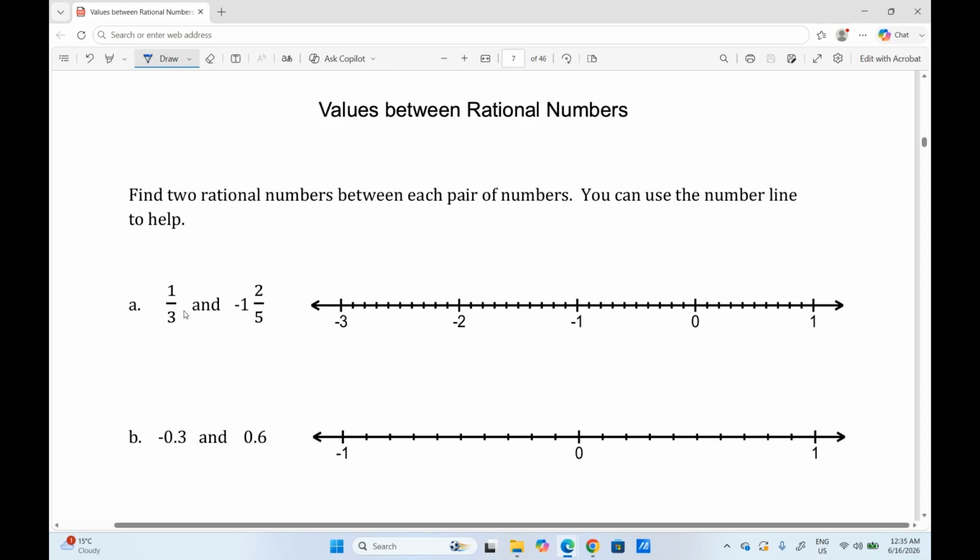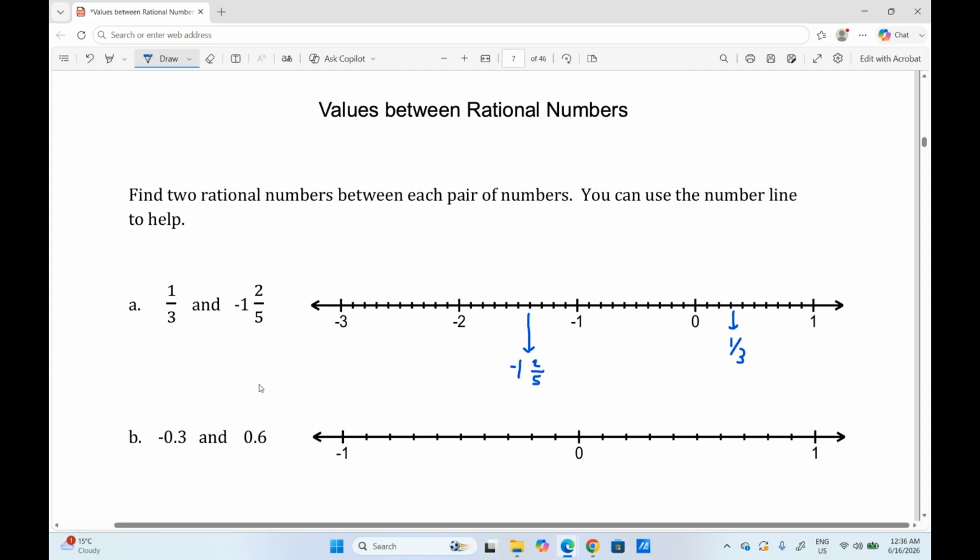So for my first example here, I have 1/3 and negative 1 and 2/5. So for 1/3, 1/3 is between 0 and 1. Here it looks like the intervals are going up by 1, 2, 3, 4, 5, 6, 7, 8, 9, 10. So 1/3 is about 0.3 repeating, so 1/3 would be around there. Okay. And now negative 1 and 2/5. That's just negative 1.4. So 1, 2, 3, 4. This would be negative 1 and 2/5 here.